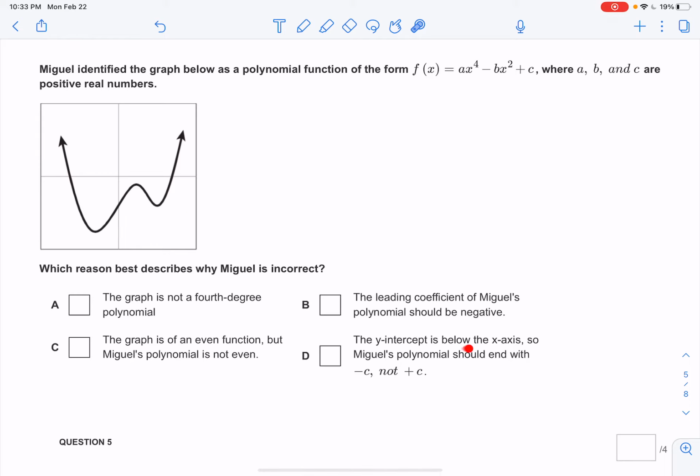And the y-intercept is below the x-axis, so Miguel's polynomial should end with negative c naught plus c. So here is where we have our y-intercept. Should be positive or negative. Okay, so there's only one. So tell me why he is incorrect.